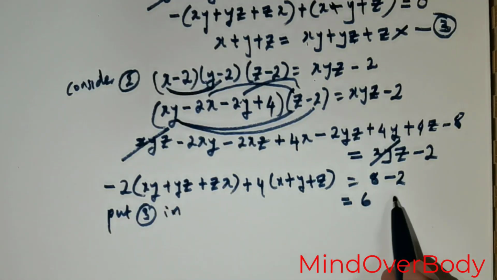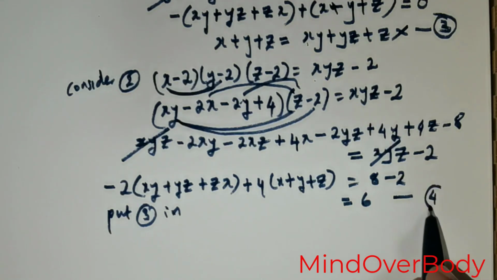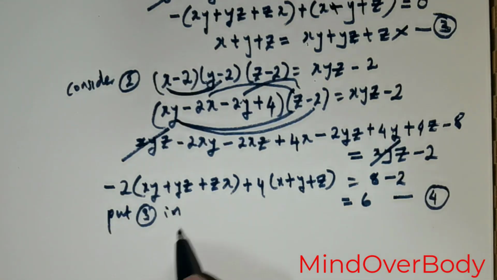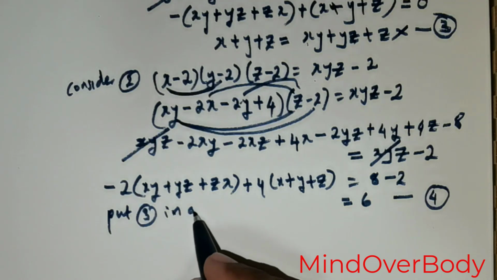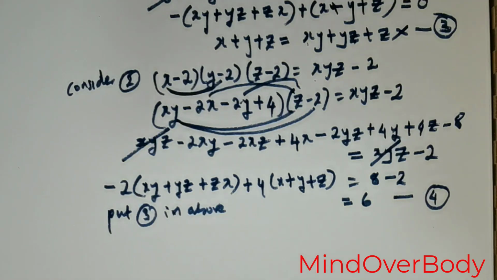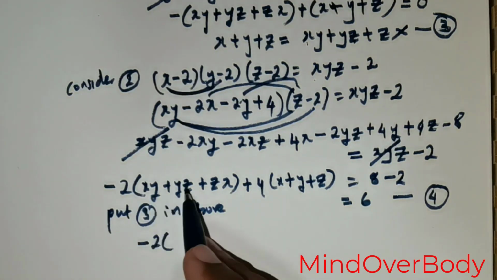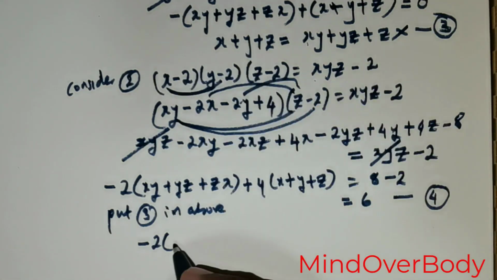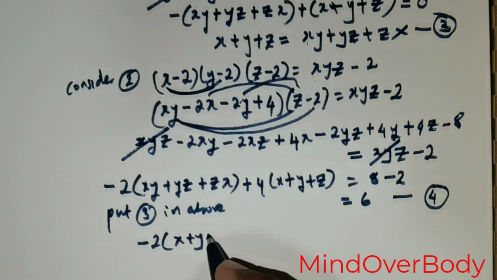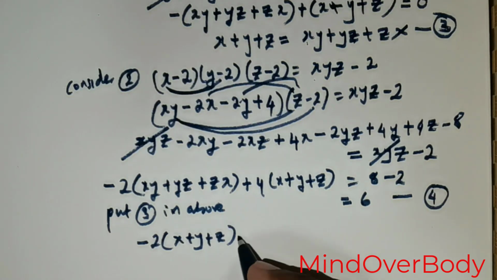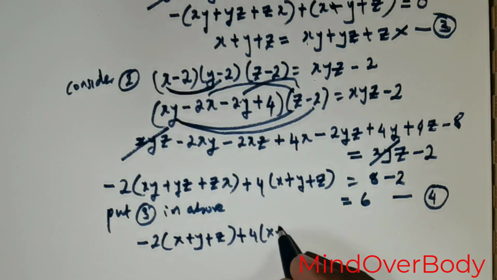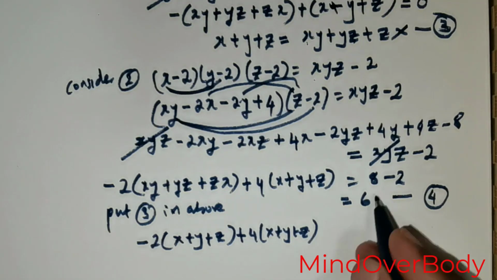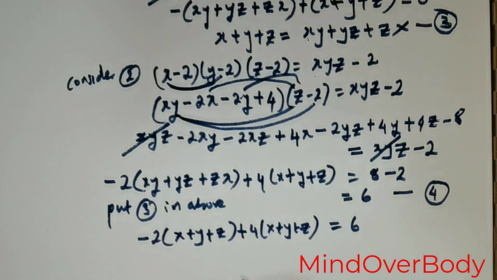So if I were to take this as 4, so put 3 in above. You can mention it as above or 4, whatever you are comfortable with. So this is going to be negative 2 of (xy + yz + zx) is going to be (x + y + z), and then I get a positive 4 times of (x + y + z). This is going to be equal to 6.